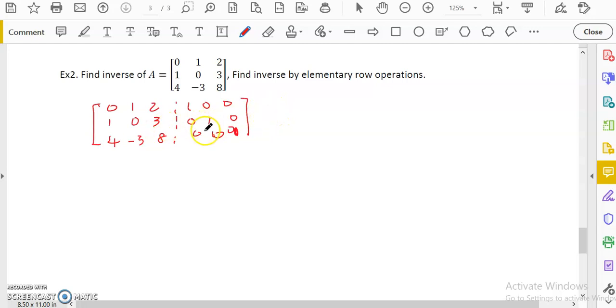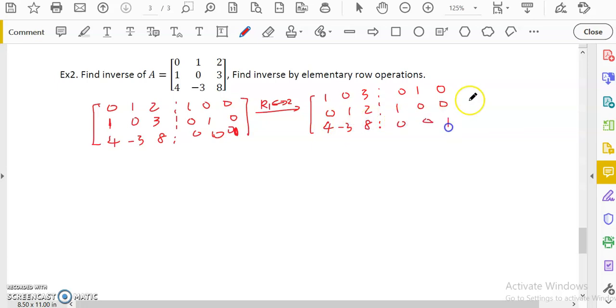So let's start. Our goal is to make this an identity matrix. First of all, we need a 1 in the left top corner. So the first step is to exchange rows 1 and 2, the whole row. So 1, 0, 3, and so on, 0, 1, 0 become row 1, and then 0, 1, 2, 1, 0, 0 become row 2, and then 4, negative 3, 8, and 0, 0, 1 is row 3.